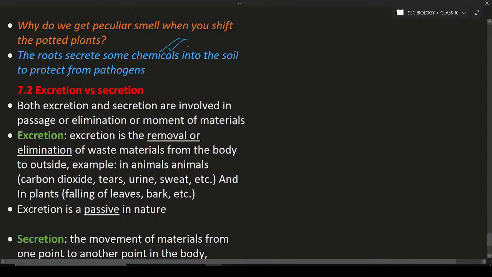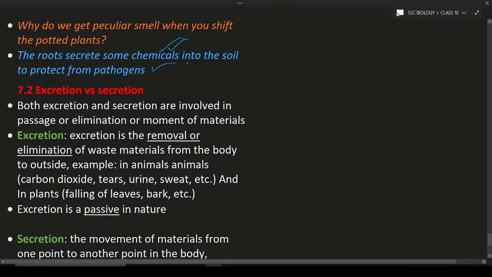They are a type of chemical substances produced by the microorganisms to protect from pathogens. So they are going to produce some chemicals, and these chemicals will protect the plant from other pathogens or other microorganisms.